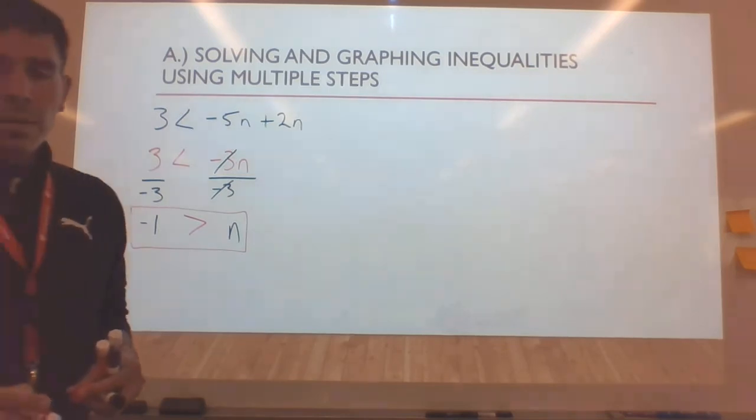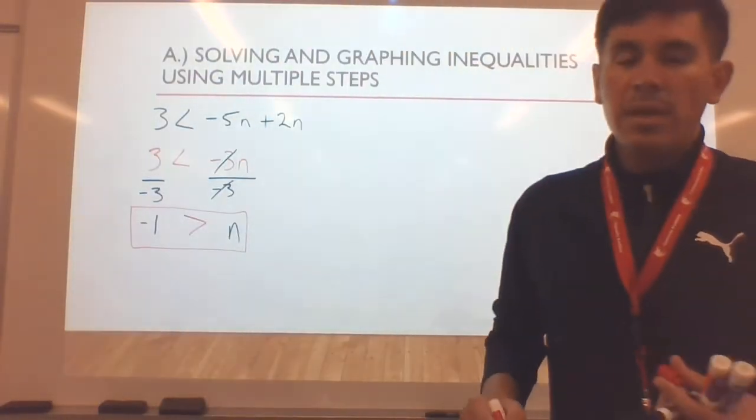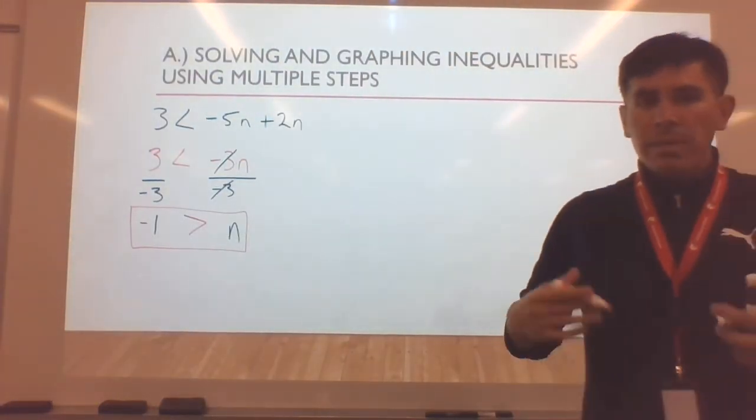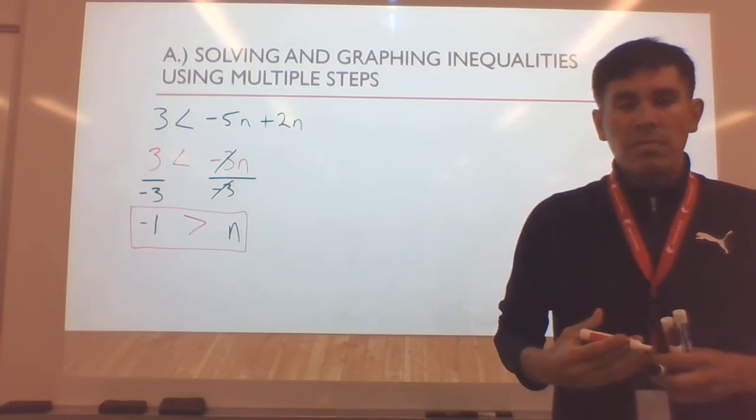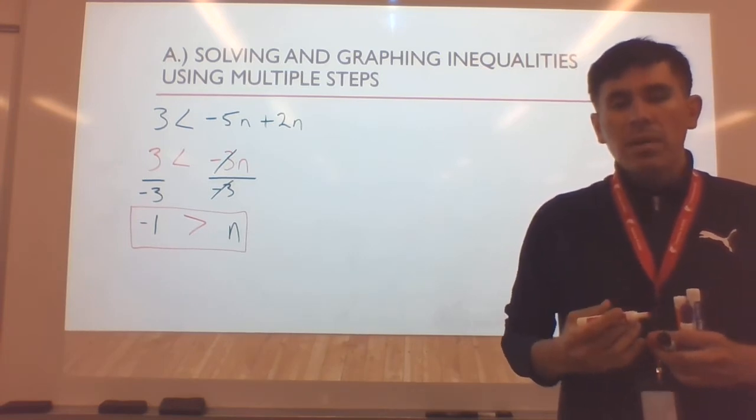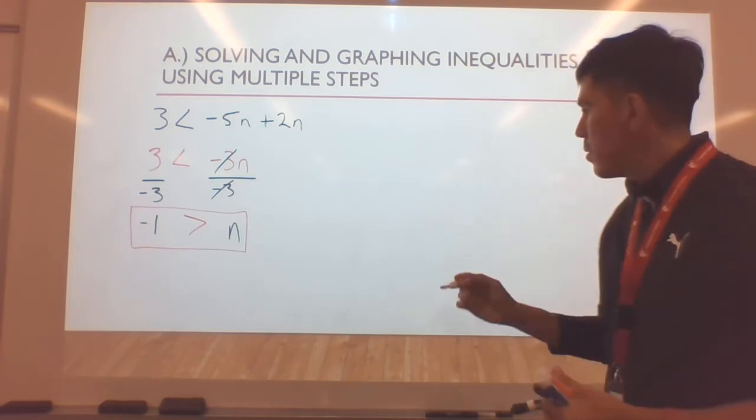That's how we solve that. So that's called solving the inequality. And again, we do that by combining like terms if you can, and then doing the inverse to get n by itself. Now we're not done yet, we got to go ahead and graph.